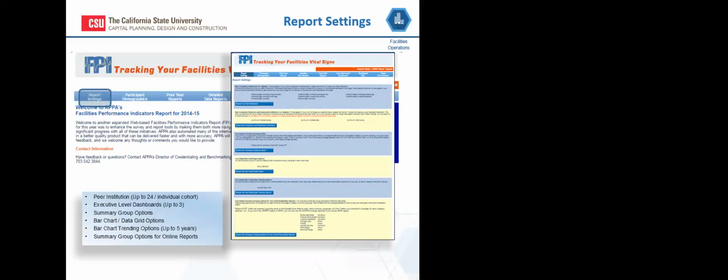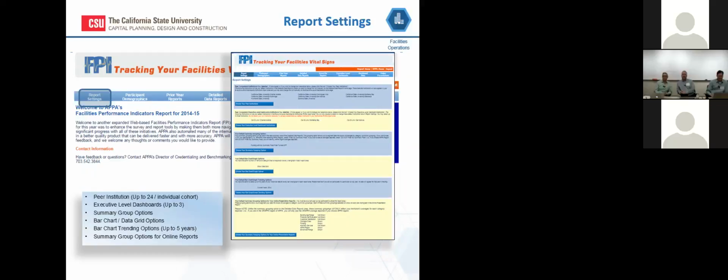So it's where you go in and choose the institutions that you want to compare with your data, whether it's all the CSU campuses, or you can pick other campuses out of the 450 campuses that participate in the survey nationwide. You can then choose from the executive level dashboards, which is another section, up to 3 different institutions that you're going to compare yourself against. And then there's summary options within the settings that will adjust how the reports group and summarize data.